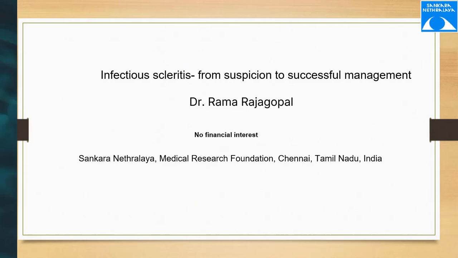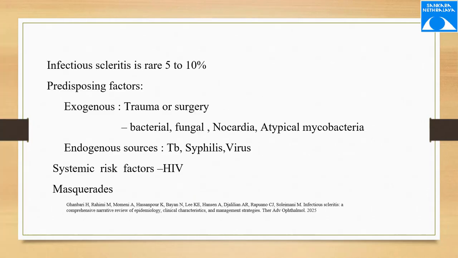So I'm going to be speaking about infectious scleritis from suspicion to successful management. The first thing is the incidence of infectious scleritis is about 5 to 10%. It's considered more in the Indian population. You can have a lot of predisposing factors like exogenous factors, which could be trauma or surgery. And organisms in the Indian population, many times it is bacteria or fungus, although you can have atypical mycobacteria and nocardia. And endogenous sources quite often can be tuberculosis, rarely syphilis or viral infections.